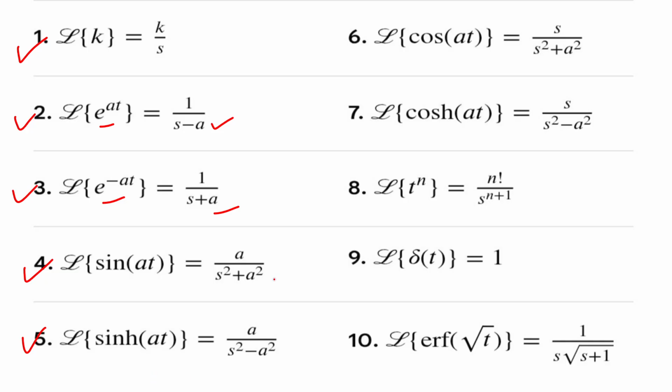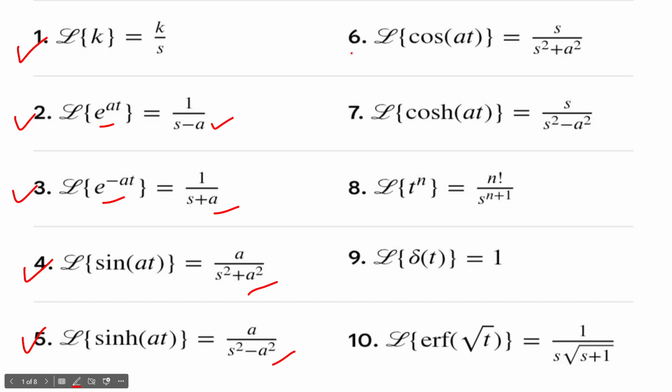The formulas are the same. Laplace of sine at is a over s square plus a square, and in hyperbolic we consider a minus sign, that is a over s square minus a square. Remember this, means Laplace of sine h 5t. Laplace of sine h 5t will be, you have to just replace a by 5, that is 5 over s square minus 5 square.